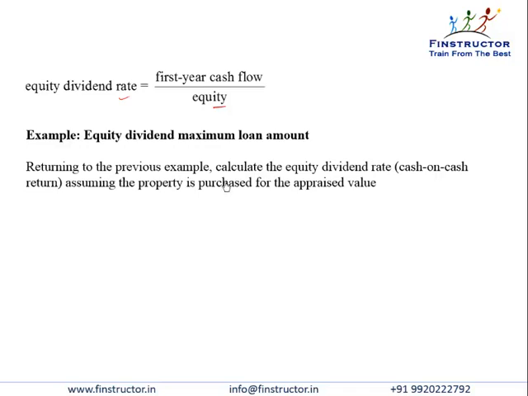Returning to the previous example, calculate the equity dividend rate assuming the property is purchased for the appraised value of 2 million euro. The net operating income was 250,000 euro and the loan to value ratio was 75%, giving us a loan amount of 1.5 million euro. 10% of this was the interest that has to be paid every year.